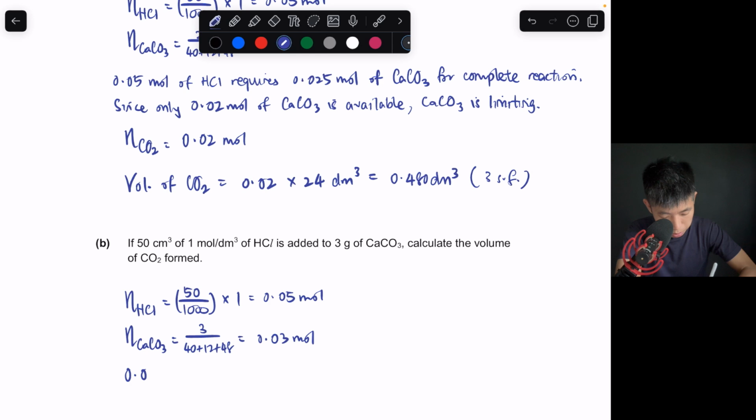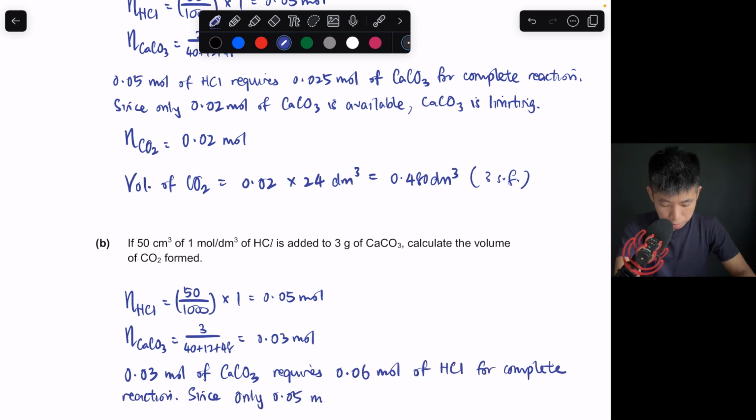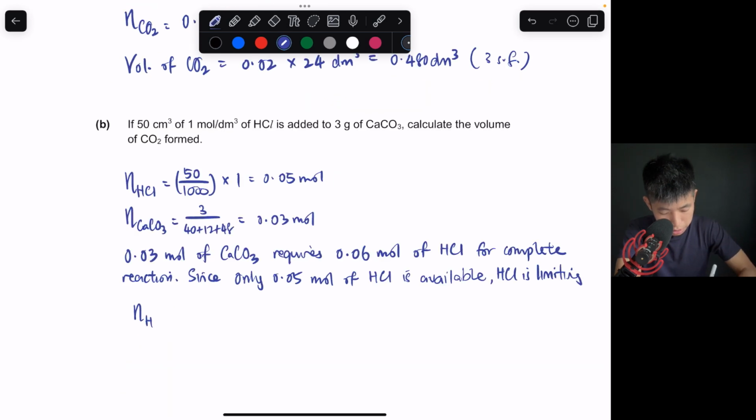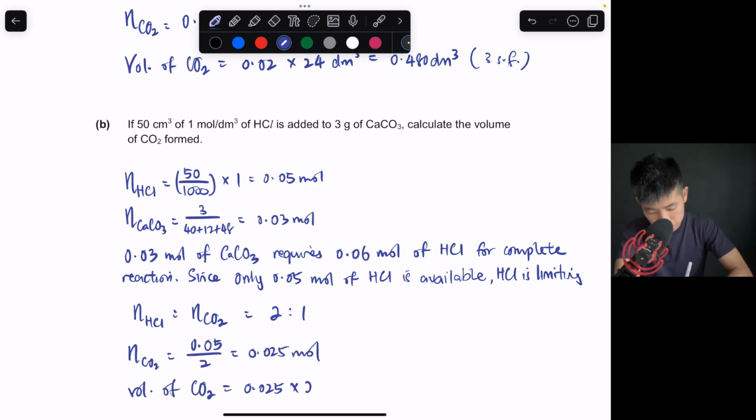So if we have 0.03 mole of calcium carbonate, how much will it require? 0.06 mole of HCl. Since only 0.05 mole of HCl is available, HCl is limiting. This time we are using HCl to compare to carbon dioxide, which is a 2:1 ratio. Number of moles of carbon dioxide will be half of it. So the rest is the same, multiplied by the 24 dm³.